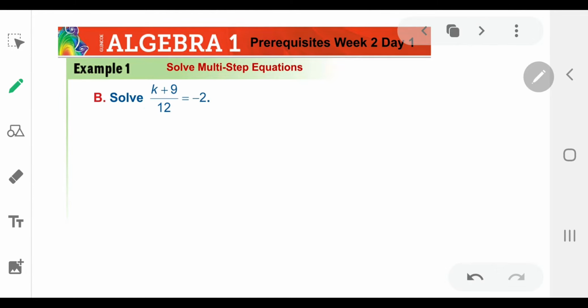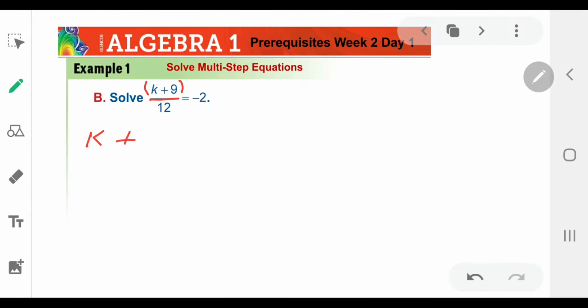Here is another case. k plus 9 over 12 is equal to negative 2. First of all, you have to know that this over, which is a division, is like a grouping symbol. So we have the whole k plus 9 over 12. It's all divided by 12. We have many ways to solve such an equation. The one which I always prefer is the cross multiplication.